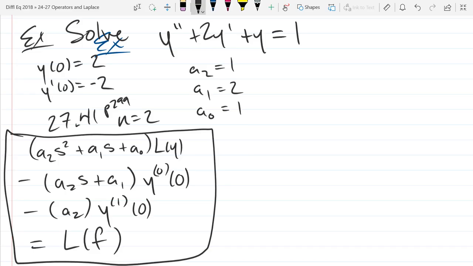So you don't have to write y zero derivative. But just remember, what is a zero derivative? Is it a variable, or is it a function itself? It's a function itself, the original. So it's basically don't do any derivatives. So the zero derivative is y of 0, which is 2, and then the first derivative is y prime of 0 equals negative 2. All right, so plug everything in and see what you get.